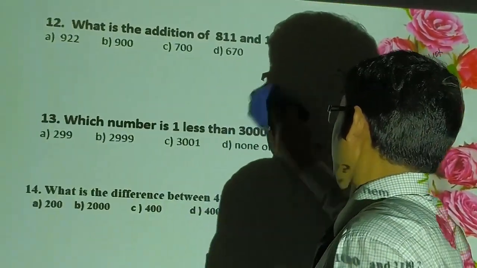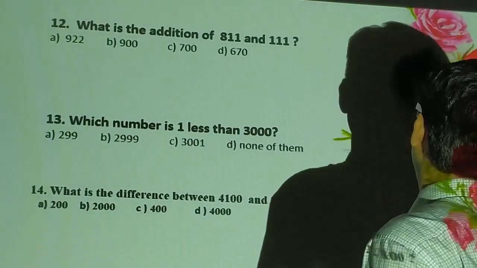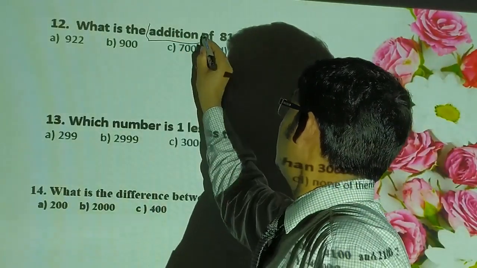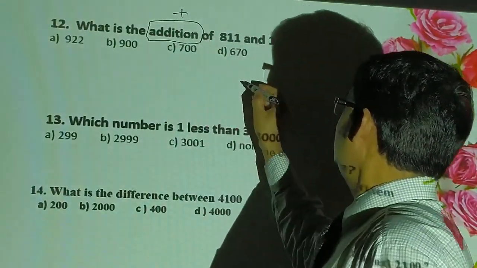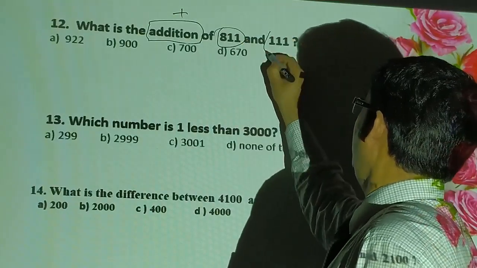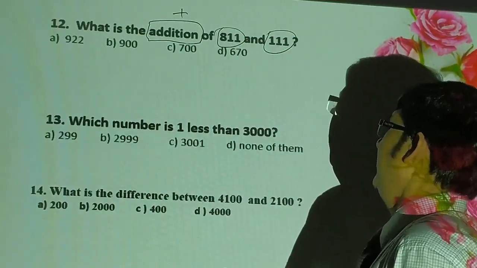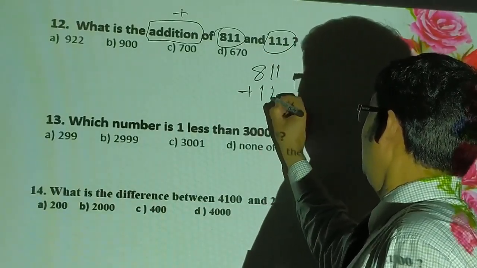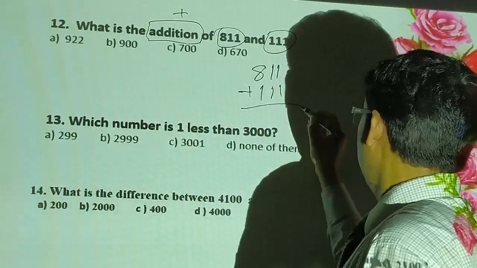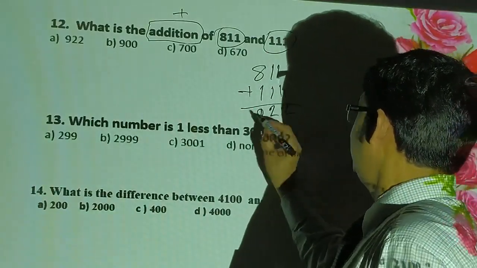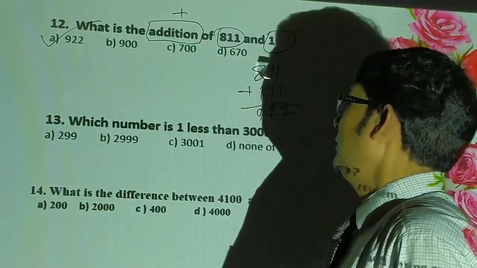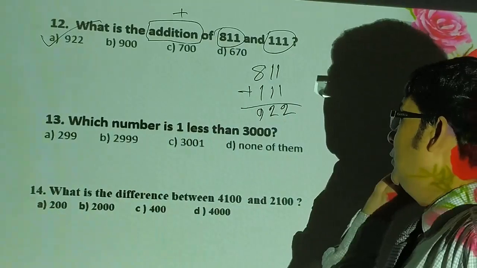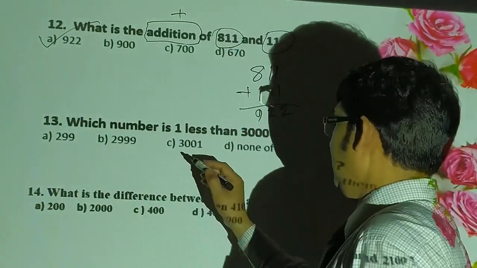This is our addition symbol. Addition means plus. Plus 2 is added. So 811 and 111. When you add this one, 811 plus 111, this is our 922. So our correct answer is 922. The other answers are wrong.